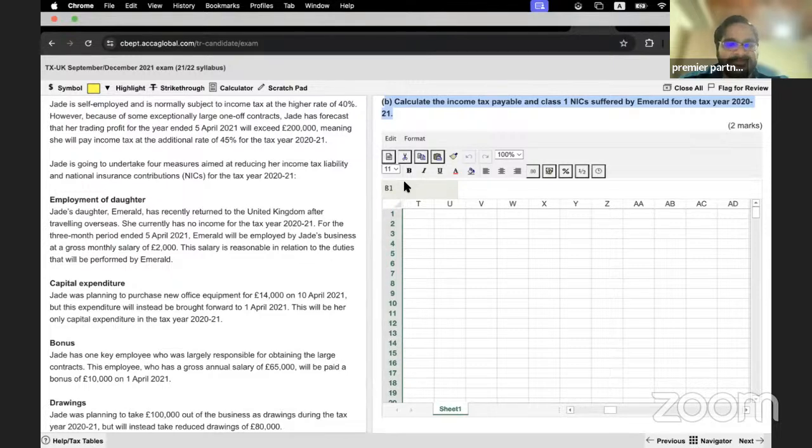Right. So for Emerald, there seems to be this 2000 as her only income. This method is applicable for section B as well. B, C, both sections, we can adapt the method that we are going to try now.